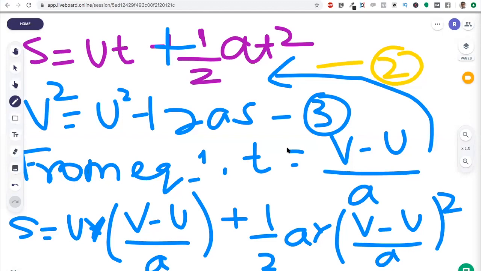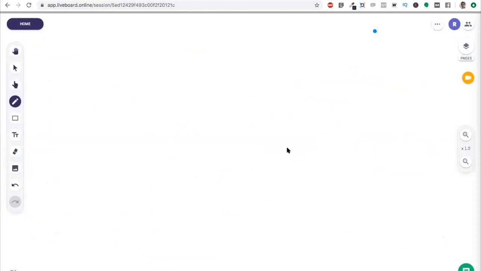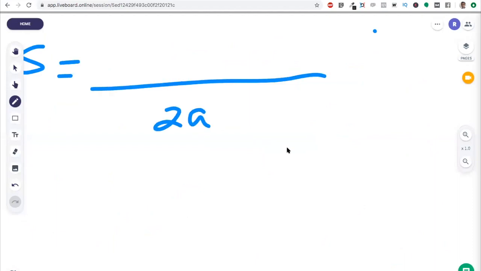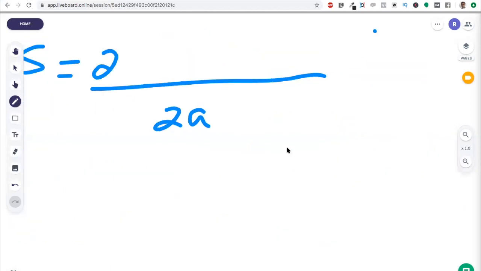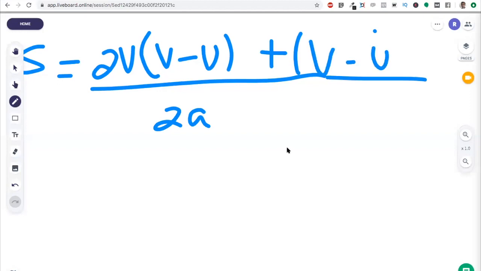So let's simplify this. So s equal to, in denominator we will have 2a, and then it would be 2u into v minus u, plus v minus u whole square. So s comes out to be v square minus u square upon 2a. So that's how this third equation is derived.